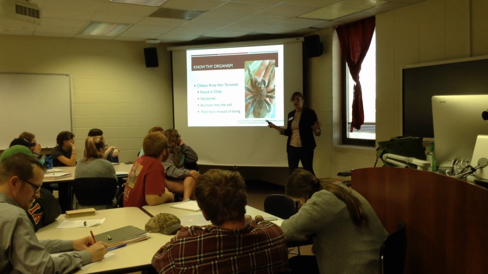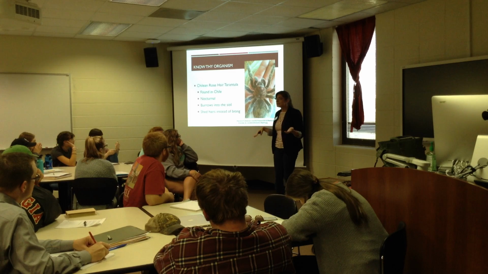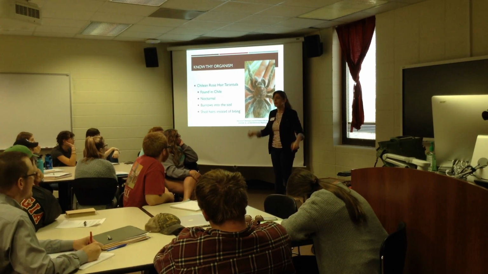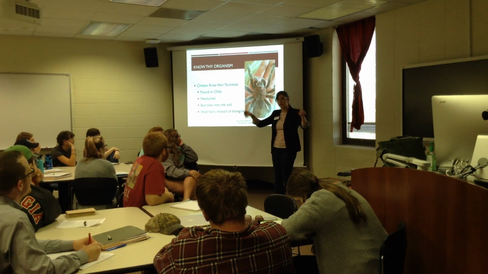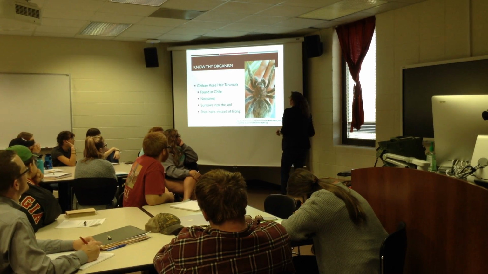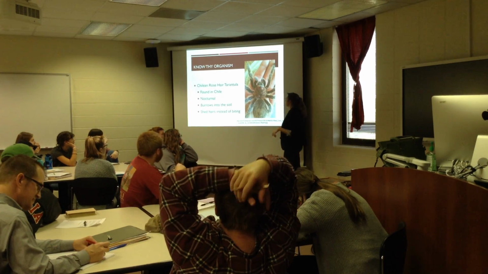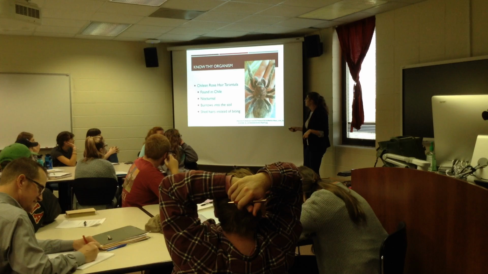They're very docile. There's also Mexican red knee tarantulas, which is more like if you get a plastic tarantula at the store, it's a Mexican red knee. It's got the orange bands on it and everything. They are, as their name suggests, found in Chile. They are found in the mountains. They love to burrow into the soil.